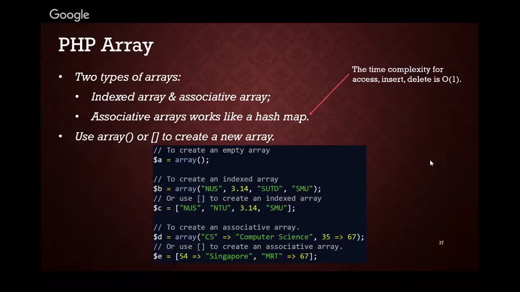Another thing to notice is that since it works like a hash map, your time complexity for all operations will be constant time. So it will be O(1). Okay, so any question?